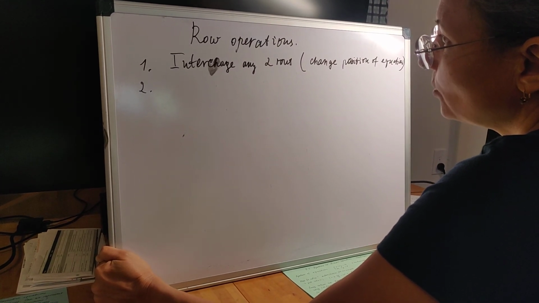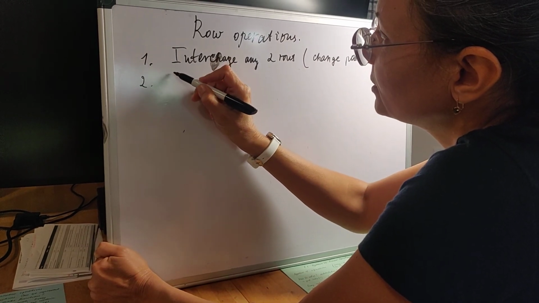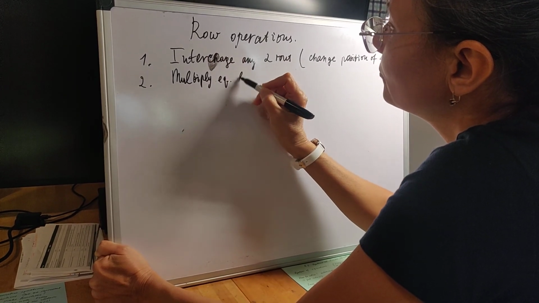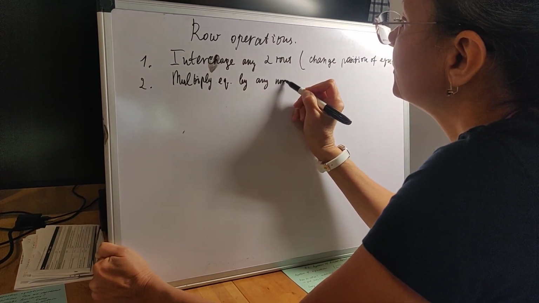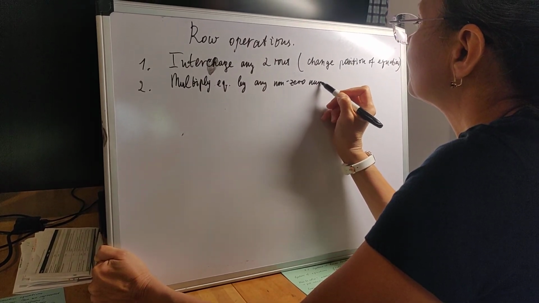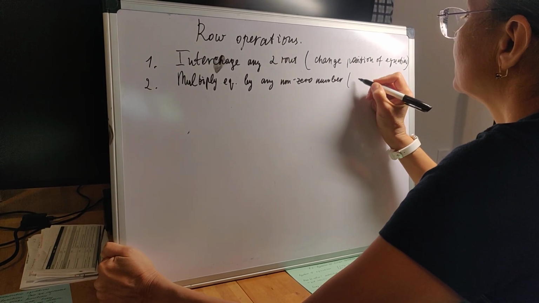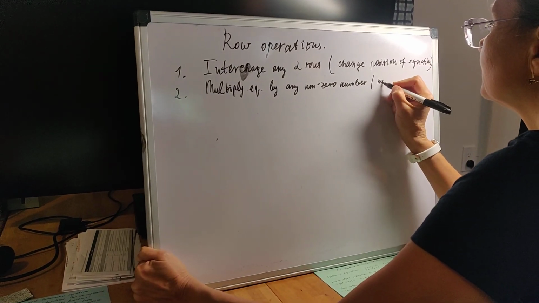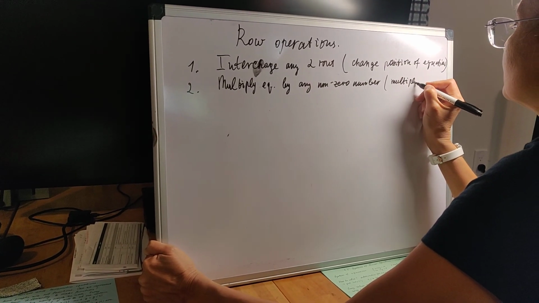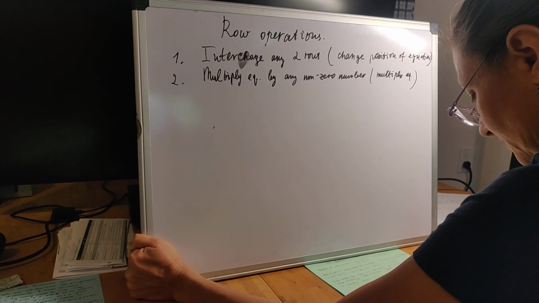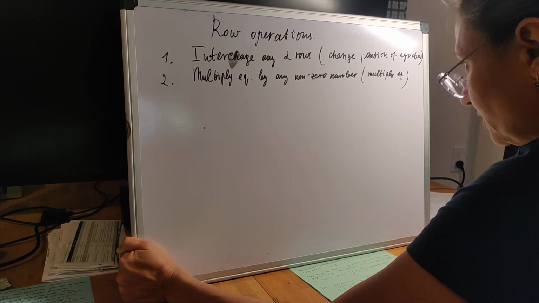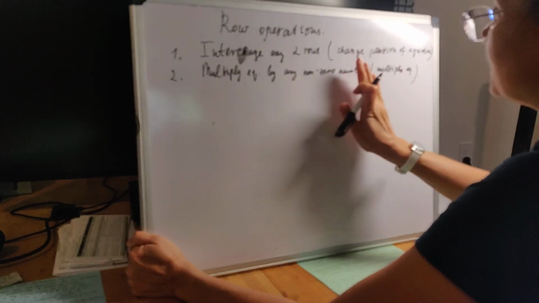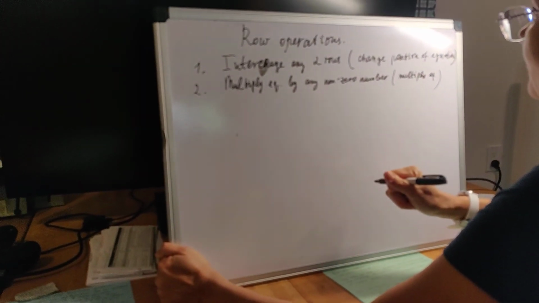What else can we do? With equations, we can multiply the whole equation by a non-zero number. We can do the same with rows. Multiply the row by any non-zero number. Remember that when we multiply an equation, we multiply the left side and the right side, right? Same over here. We multiply whatever comes in front of the vertical bar and after it too.